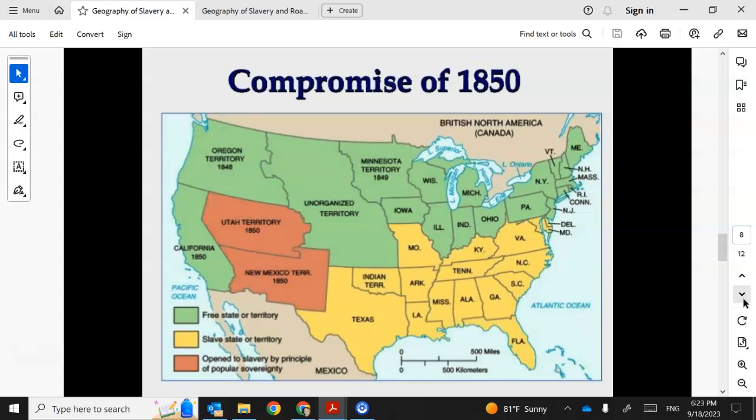We have California, Oregon, unorganized, Minnesota, Iowa, Wisconsin, Illinois, Indiana, Michigan, Ohio, Pennsylvania, New Jersey, New York, Rhode Island, Connecticut, Vermont, New Hampshire, Massachusetts, and Maine. And then you've got Utah, New Mexico, which is going to turn into Utah, New Mexico, Arizona, Nevada, as open to the idea of slavery, depending on who, based on a vote, basically. And the same thing's going to happen in the unorganized territory with Kansas and Nebraska.